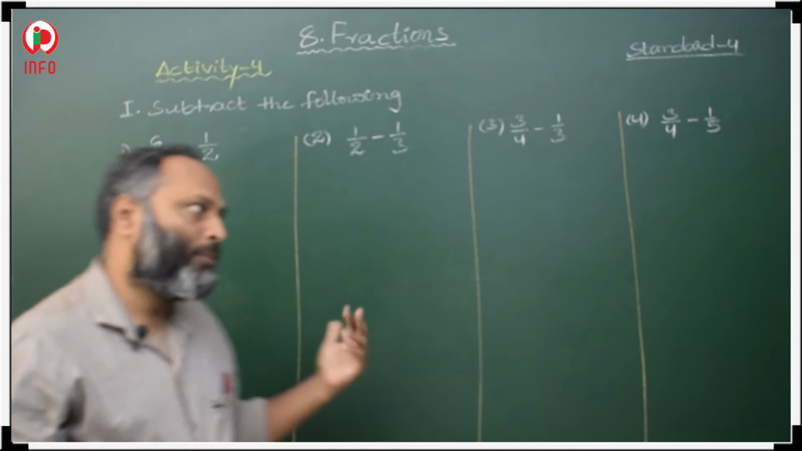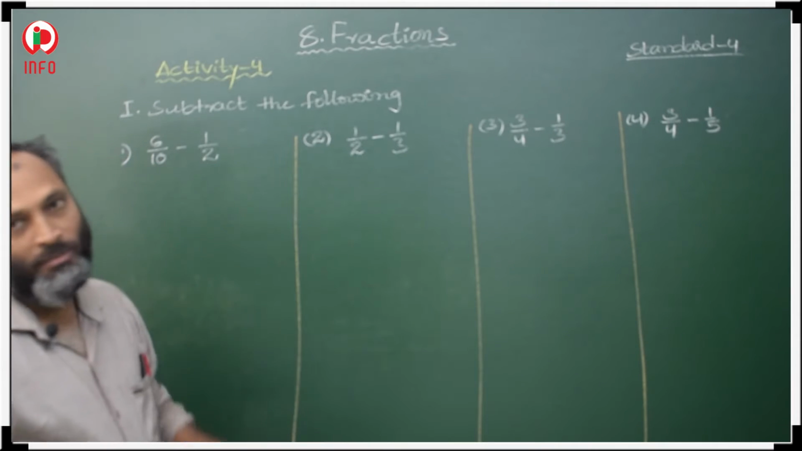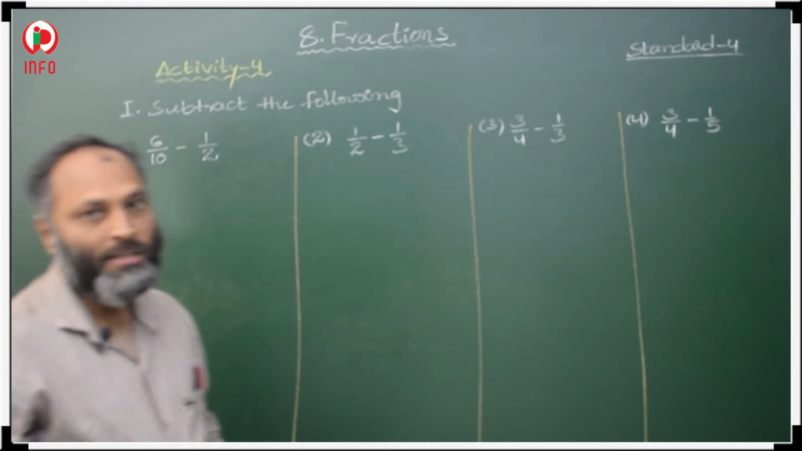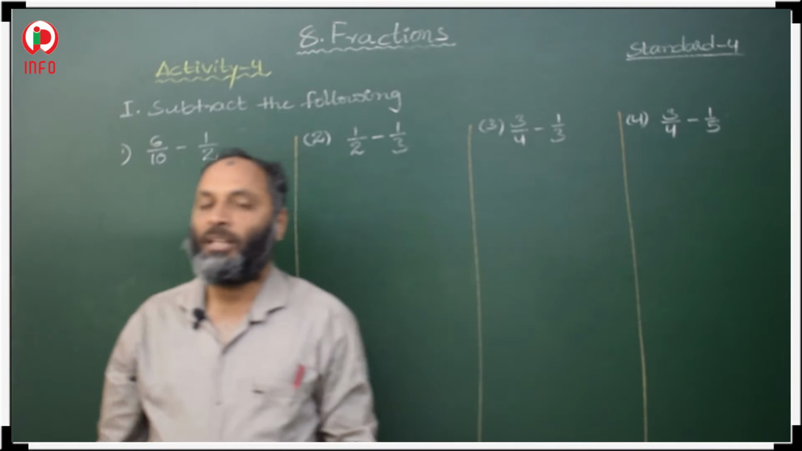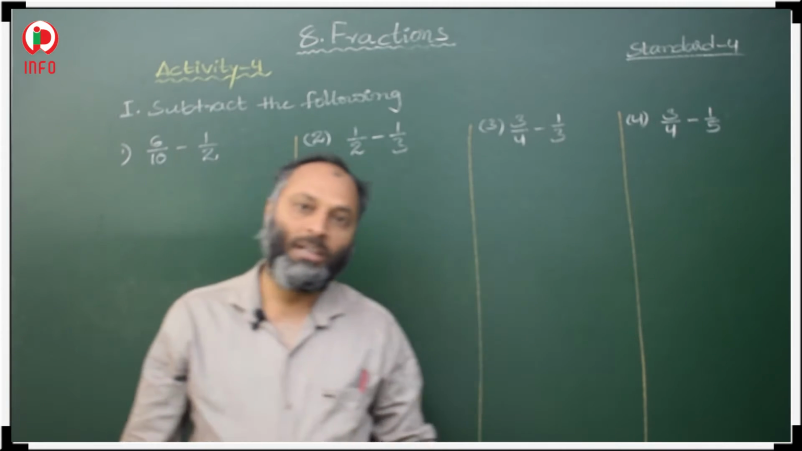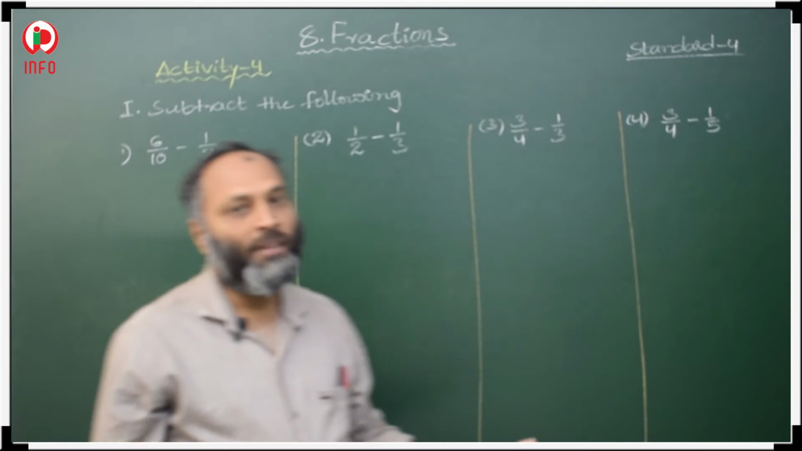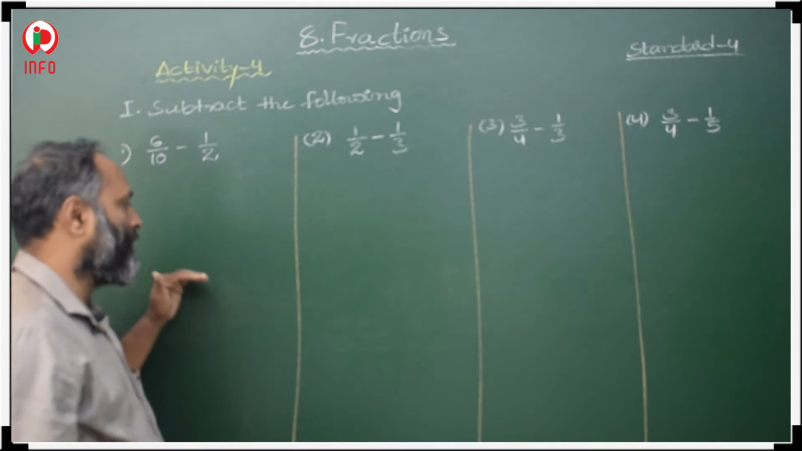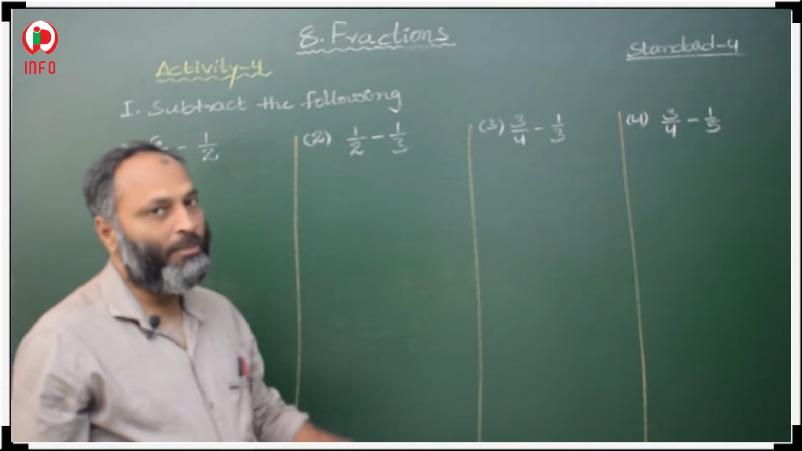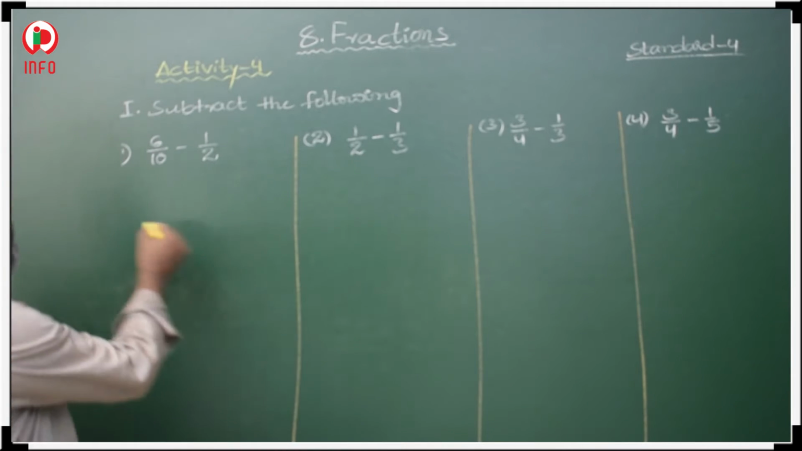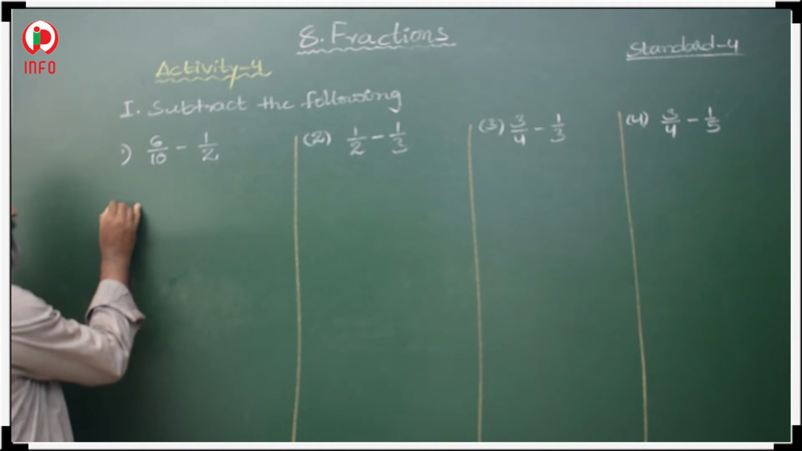And one more method is there, using the cross multiplication method. Using that also we can do it, following the same pattern we followed in addition. So any one method we can use. Here I am showing the two methods. Whichever method you feel is easy, follow that method. Okay. First, what we have to do.